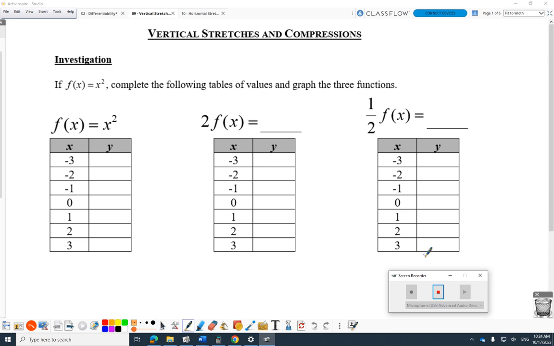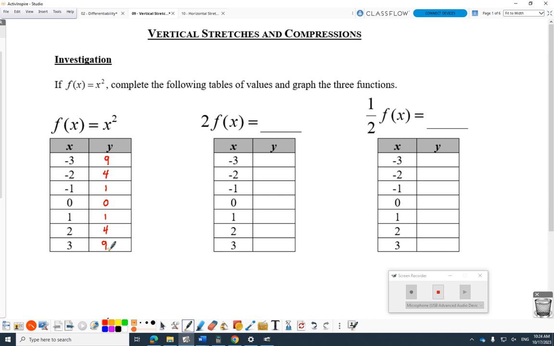So I hope that squaring isn't a big challenge for you. -3 squared, 9. -2 squared, 4. -1 squared is 1. 0 squared is 0. 1 squared is 1. 2 squared is 4. And 3 squared is 9. How long did that take me? 10 seconds. So if you are stuck and your brain has a moment of, I forget which one's which, just take a second, build a table of values, it'll be all right.